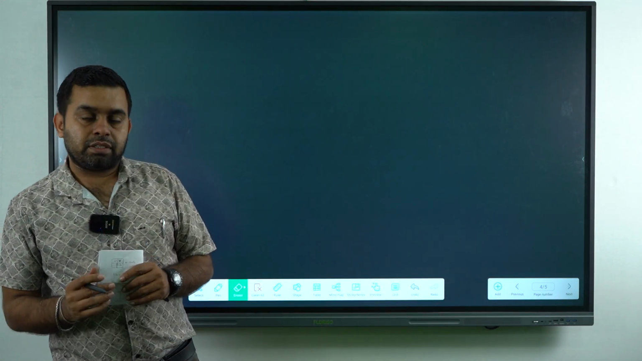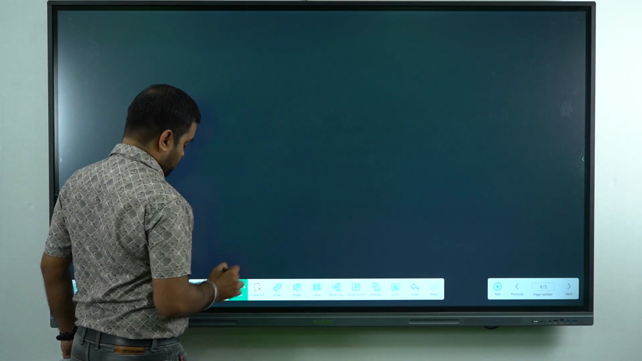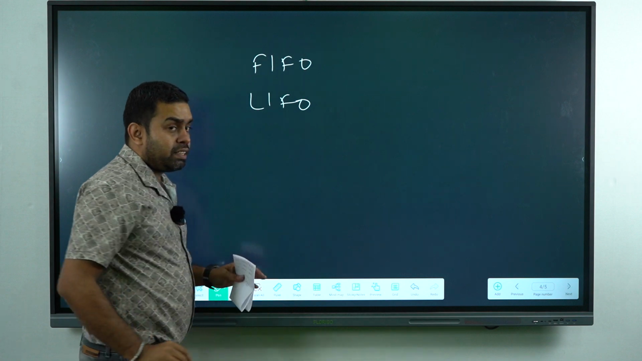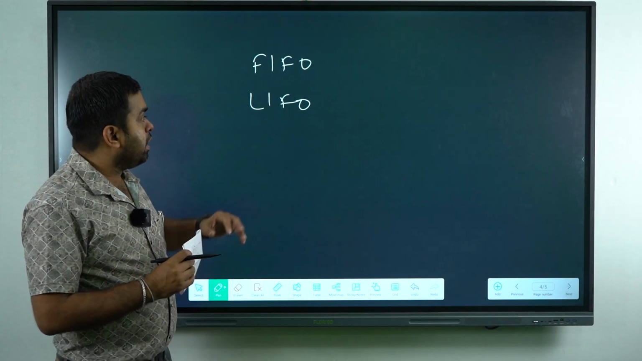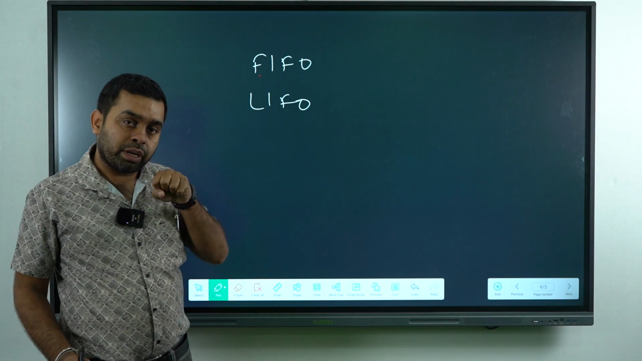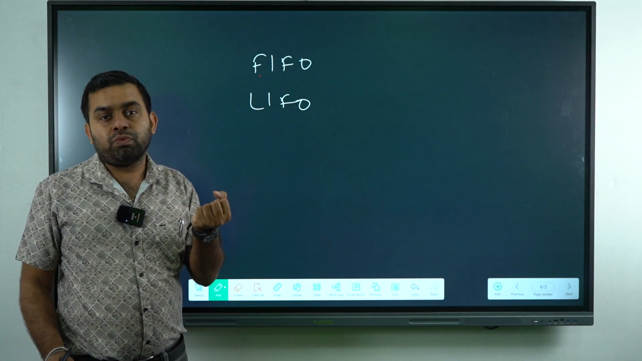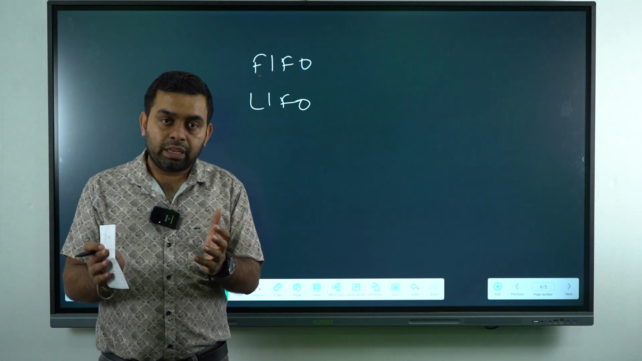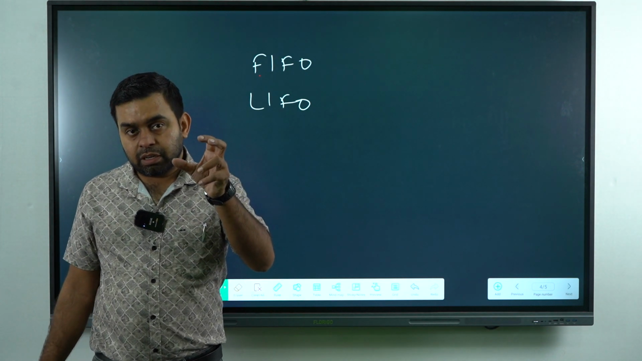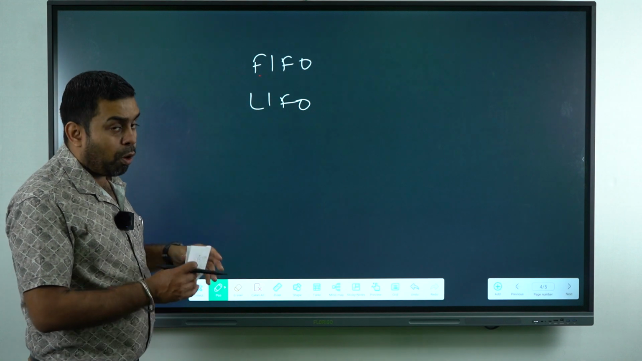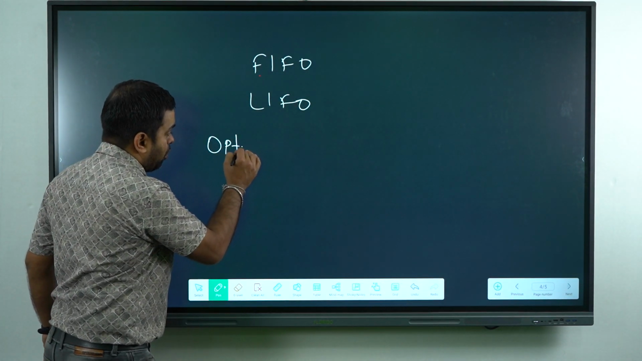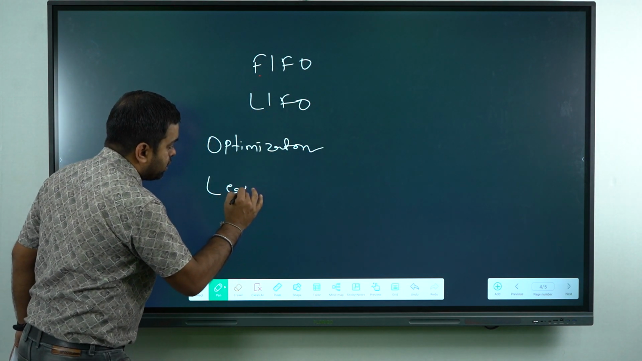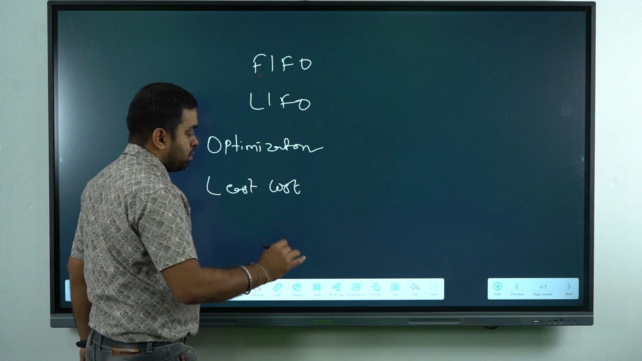In both the cases, FIFO and LIFO, the conditions are rigid. In FIFO, only the first come node we have to select. In LIFO, only the last come node we have to select. So it is rigid. We are not selecting the next node by any conscious decision or taking the best result. So for optimization and getting the best result, we are using least cost branch and bound.